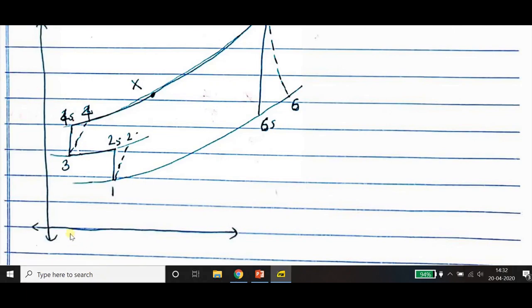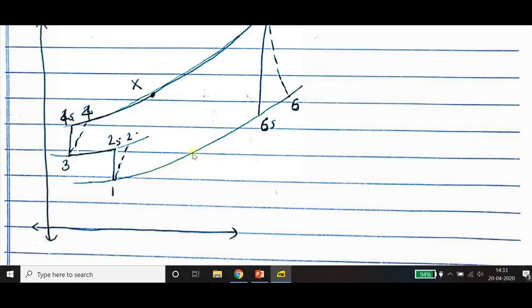This is the T axis, this is the S axis, the entropy axis. So this is stage 1. First stage compression takes place from 1 to 2s. This is an isentropic process, and 2 is the actual process. So again intercooling takes place over here, from 2 to 3. At 3 the second stage compression occurs, and the second stage compression is from 3 to 4.